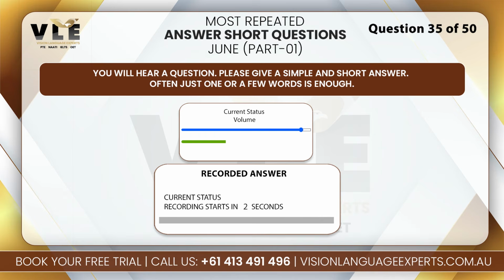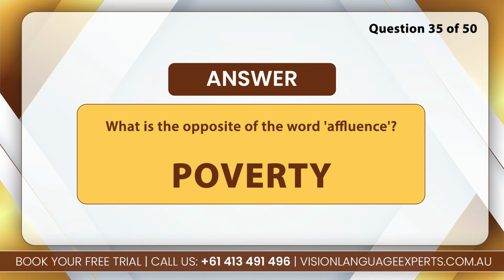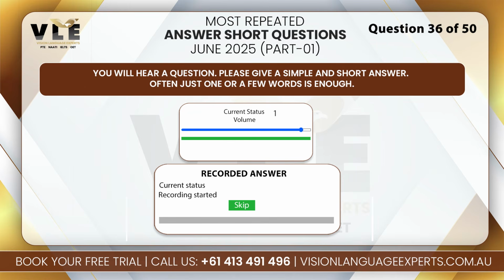What is the opposite of the word affluence? Poverty.